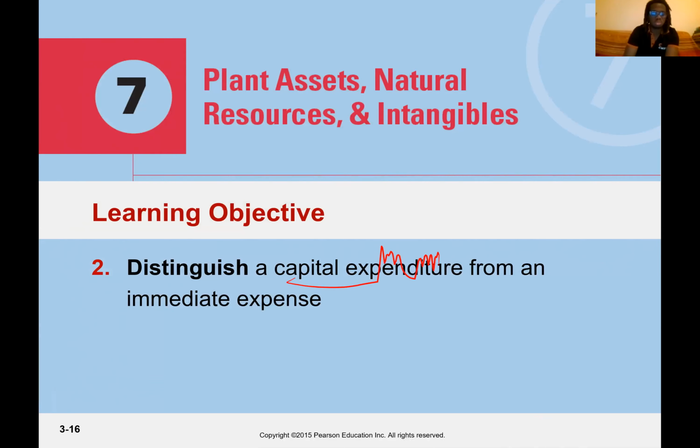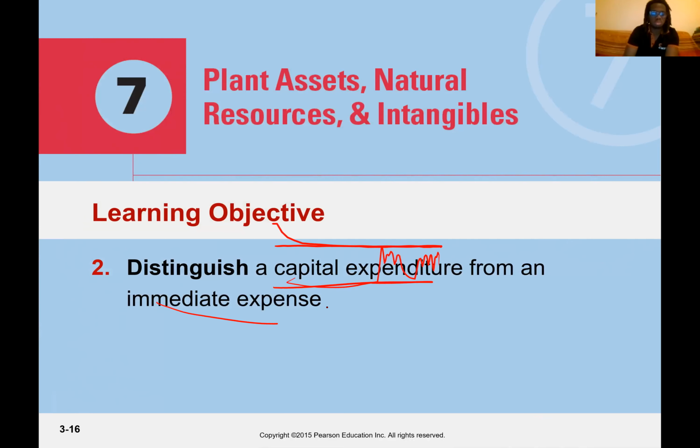In some books, they categorize expenditure and expense. Expenditure means whose usage value is for more than 1 year. So the correct name is capital expenditure. So whenever we use the word capital, it means its usage or its life is for more than 1 year, right?